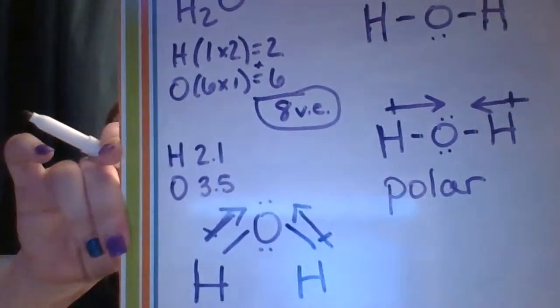So H, O, dash, and there we go. So water is bent, and the bond angle is down between the 2 hydrogen atoms, and that bond angle is less than 109 degrees.